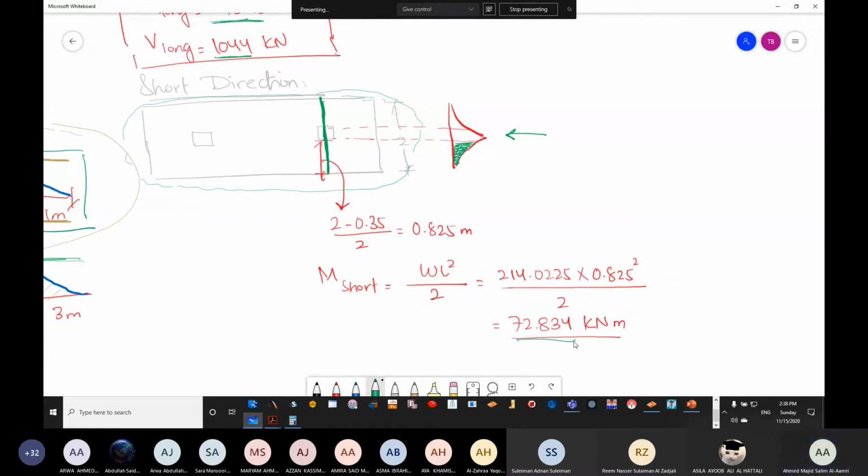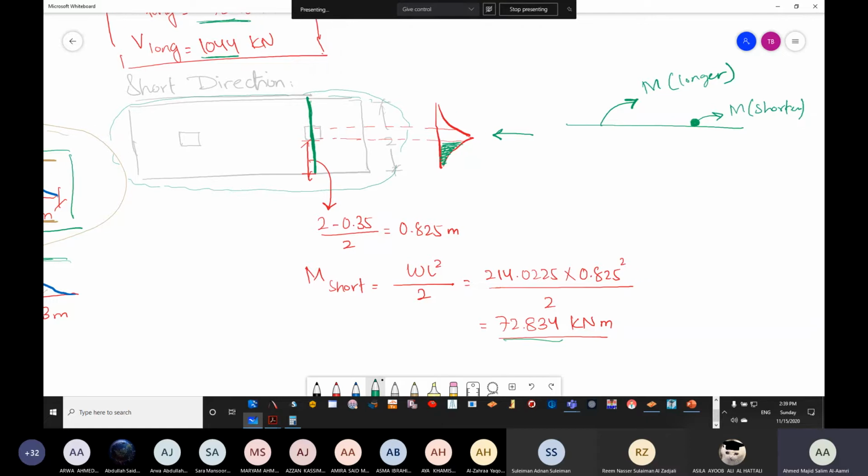of the short. Now, the question is, why do we need to calculate the moment of the short? Because we said a foundation is similar to a slab. It will have two reinforcements, not only one. It means that we have reinforcement in the longer direction, and then we have reinforcement in the shorter direction. The longer direction is going to be according to the moment that you have calculated for the longer, and this one is going to be according to the moment calculated in the shorter.